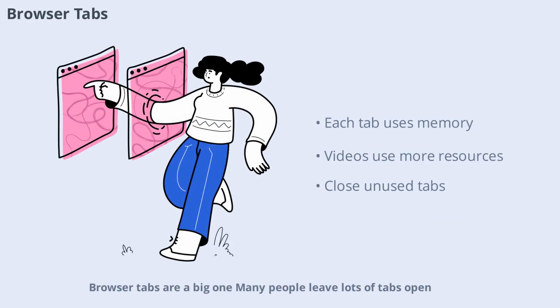Browser tabs are a big one. Many people leave lots of tabs open thinking it won't matter, but each tab can use up memory and processing power. Even if you're not looking at them, they're still working in the background. This can be especially bad if you have tabs with videos or heavy websites open. Closing unused tabs can free up resources for your game and make everything run smoother.